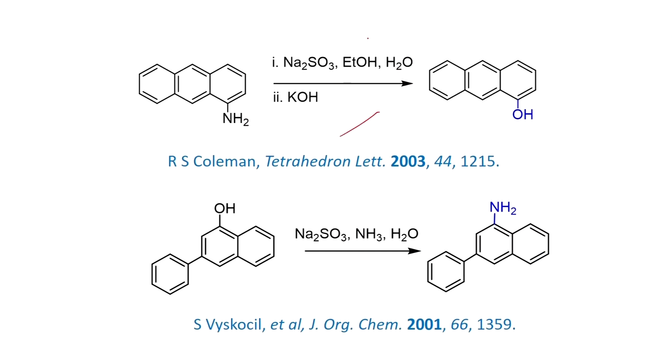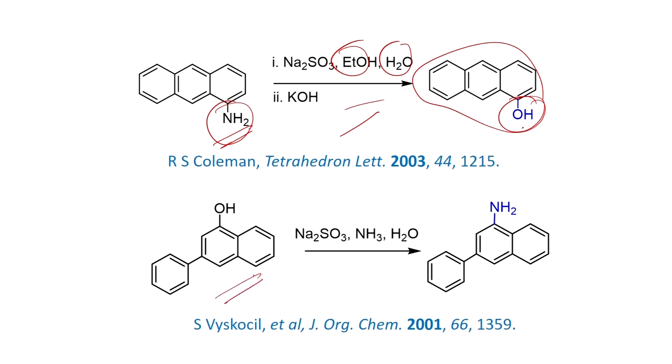Here is another example, and this reaction involves sodium sulfite in ethanol and water medium. So the amine has been replaced by a hydroxy group. As we have seen earlier, you can try to draw the mechanism, and you will be able to understand the formation of this compound. Here the replacement of the OH group with the amino group is shown. Here ammonia is used as nucleophile with aqueous sodium sulfite, and you can make this amine derivative.